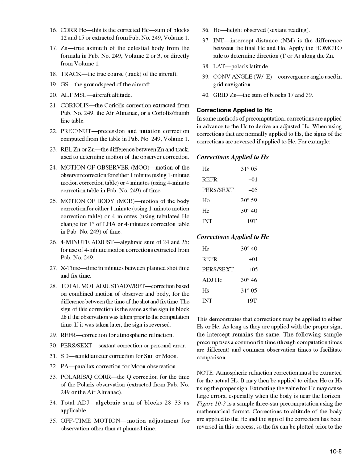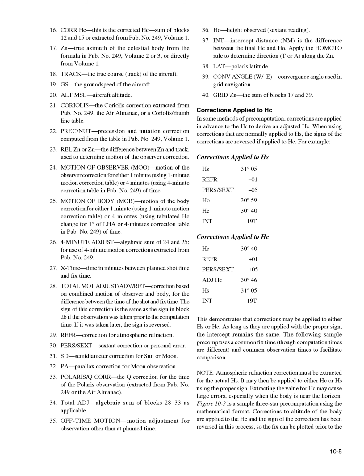25. Motion of body, MOB: motion of the body correction for either 1 minute, using the 1-minute motion correction table, or 4 minutes, using tabulated HC change for 1 degree of LHA or the 4-minute correction table in Pub. No. 249, of time. 26. 4-minute adjust: algebraic sum of 24 and 25, for use of 4-minute motion corrections extracted from Pub. No. 249. 27. X time: time in minutes between planned shot time and fixed time.